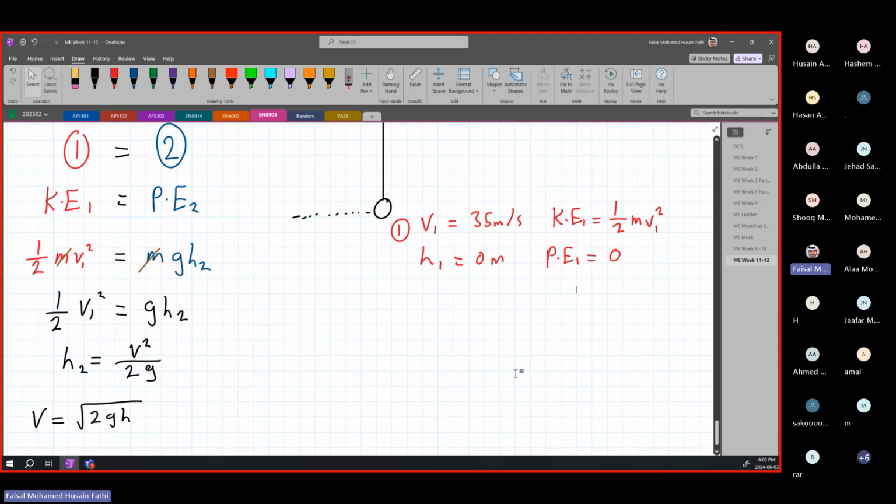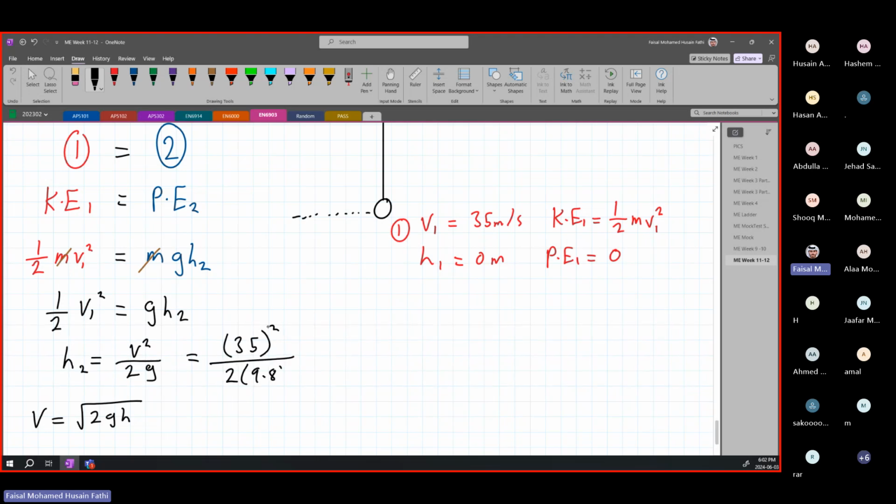All right. So moving on, this is going to be equal to v squared over 2g. We know our velocity is 35, so 35 squared over 2 times 9.81. Therefore, our height is 35 squared divided by 2 times 9.81, which gives you 62.44 meters. All right. Is this clear?